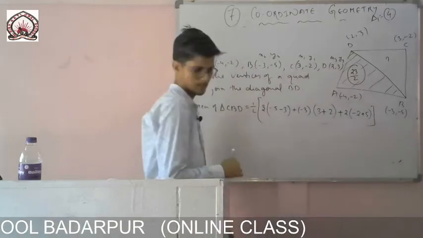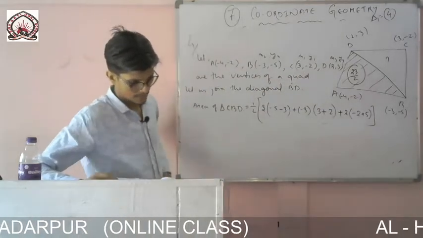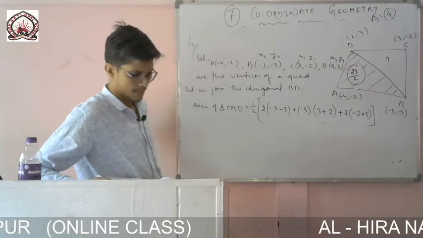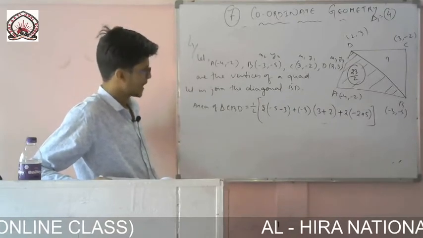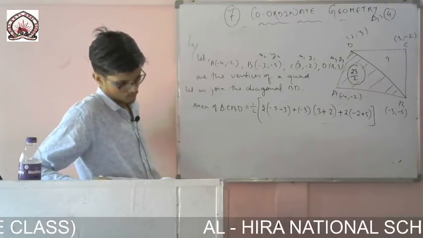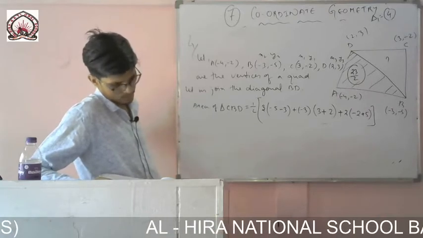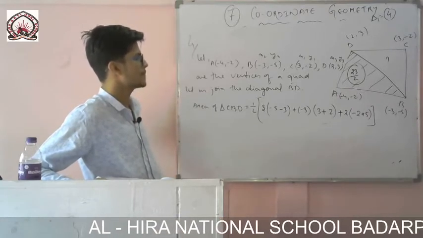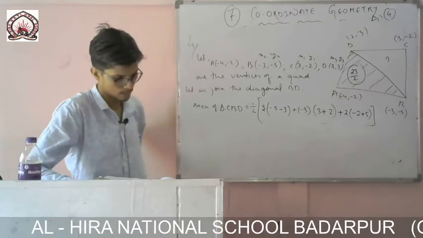Okay, so what came here: 3 into minus 5 minus 3, then minus 3 into 3 plus 2, then 2 into minus 2, and minus minus it became plus 5. Okay, so now I will solve this one.